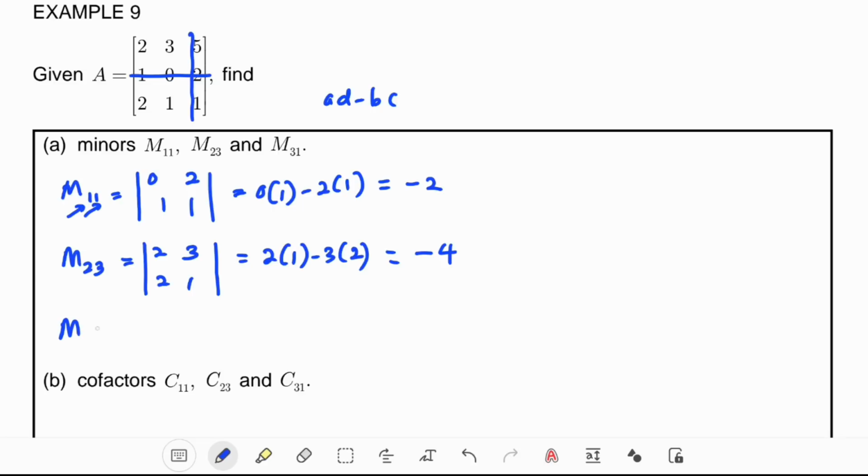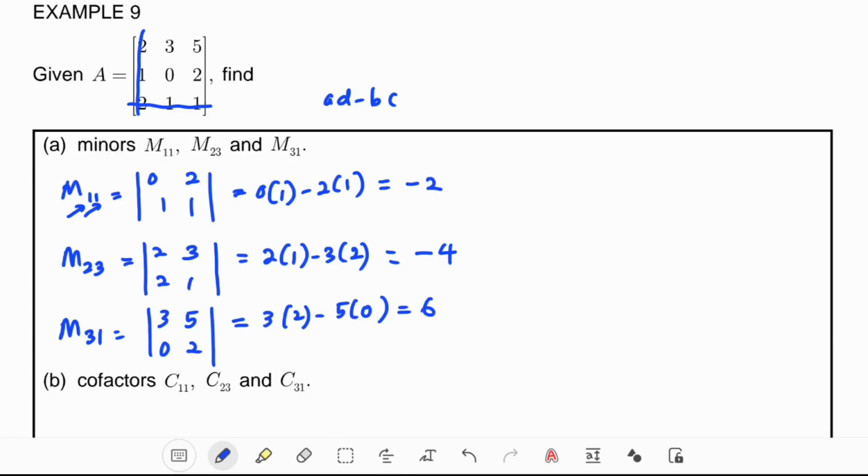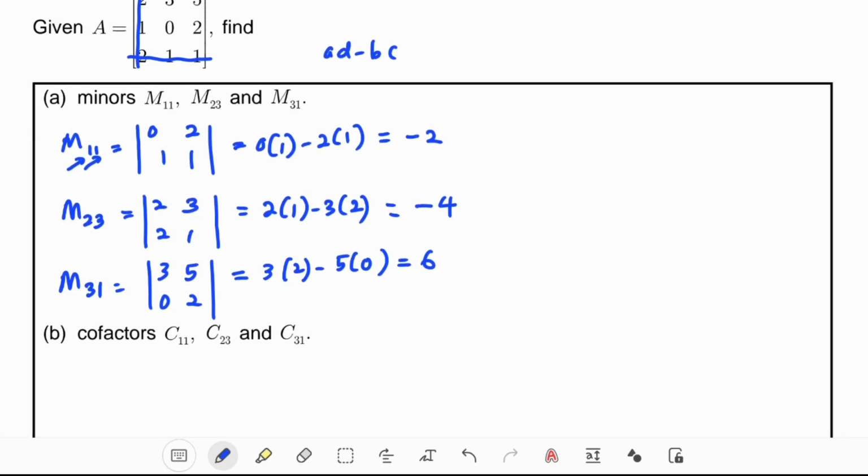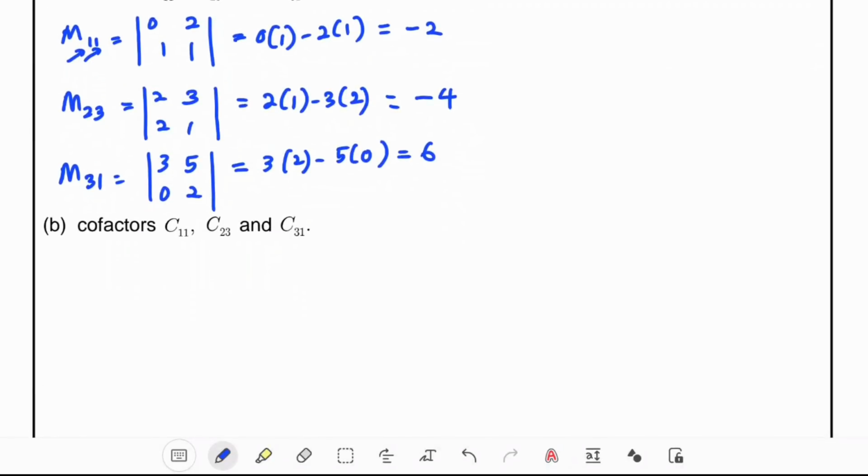And lastly, the minor of 3, 1. The minor of 3, 1 means that you need to delete the third row and the first column. So the remaining elements are 3, 5, 0, 2. Just calculate and you will get 6. Okay, we're done for the first part, and we continue with B.